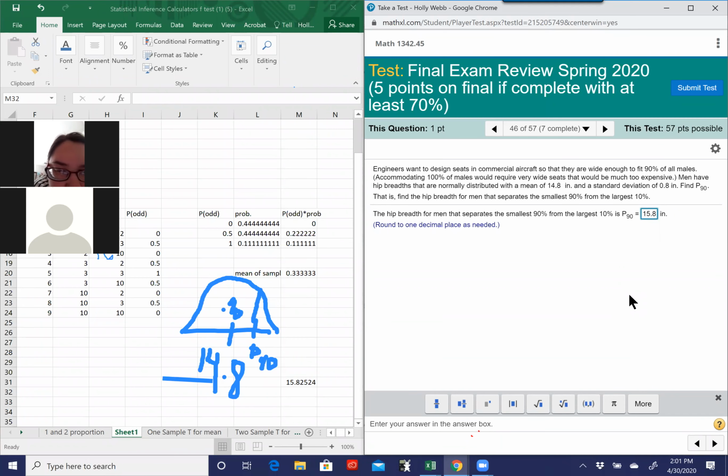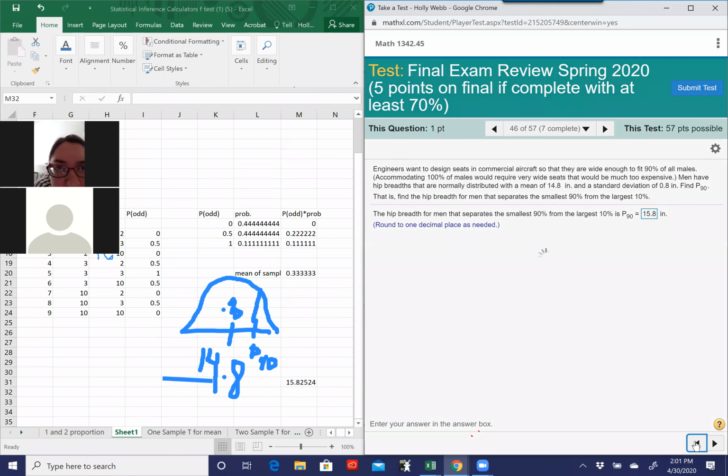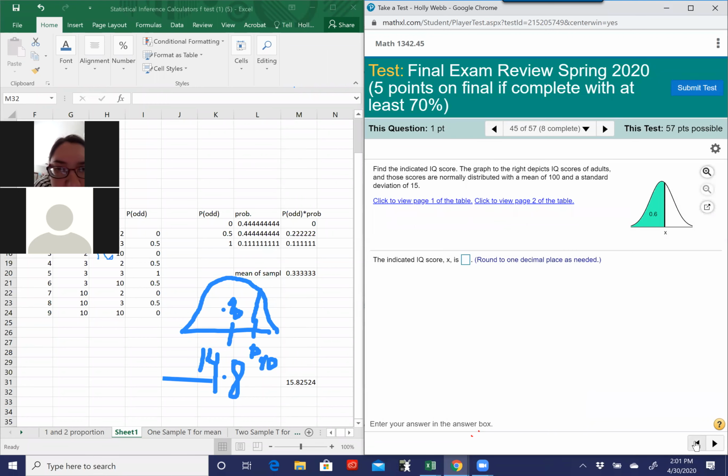Okay, questions? All right. Let's see, that was 46. So we're moving along quite well, and we've still got some time. Let's see, what next? Let's look at this one, this would be similar. We would use norm inverse there.